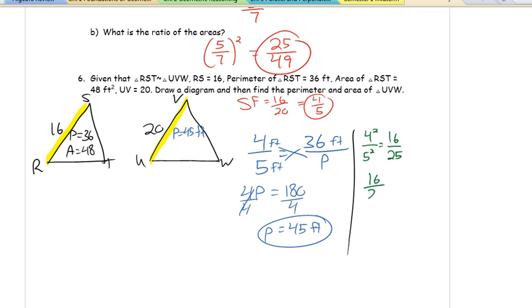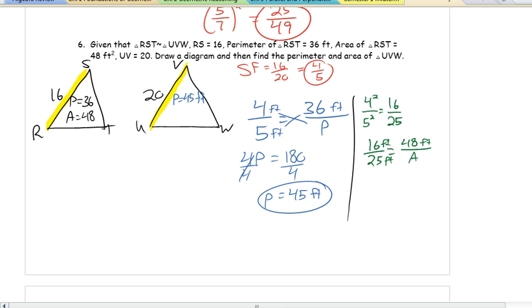So 16 over 25 is equal to, okay, area for the small one is 48. This is all in feet again. We're going to have to figure out what the area for the big one is. And again, now it's the same thing. Cross multiply, so we have 25 times 48, 16A equals 1200. Divide by 16.